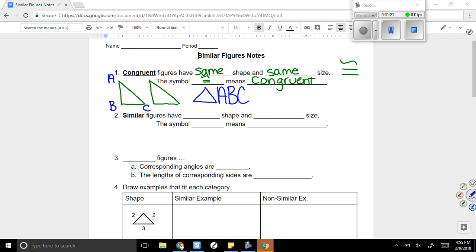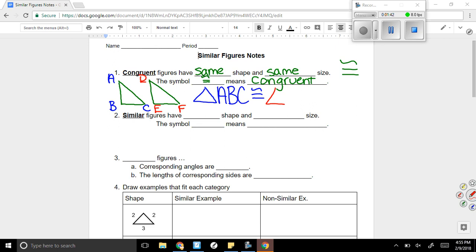Now if I wanted to show that that triangle is congruent, I want to use that symbol. And then I'm going to give that other triangle its own letters. So the angle that is up here, I'm going to name D. Down here is going to be E, and here's F.